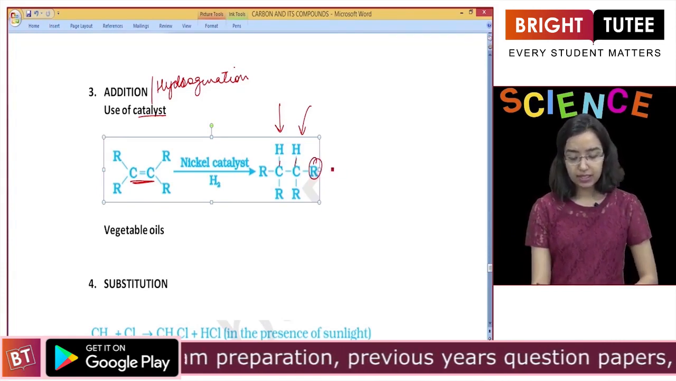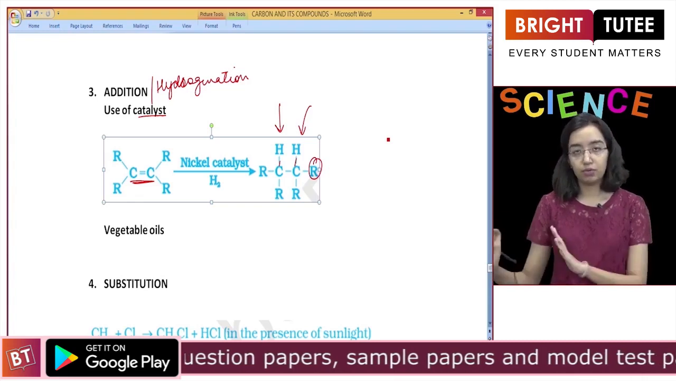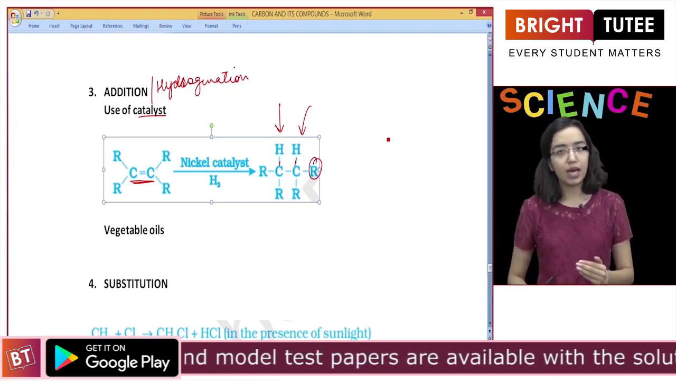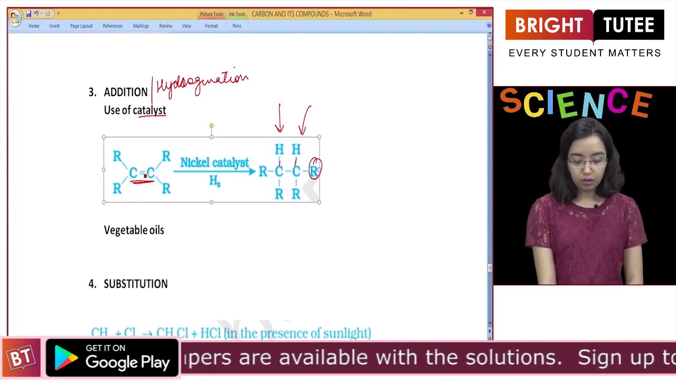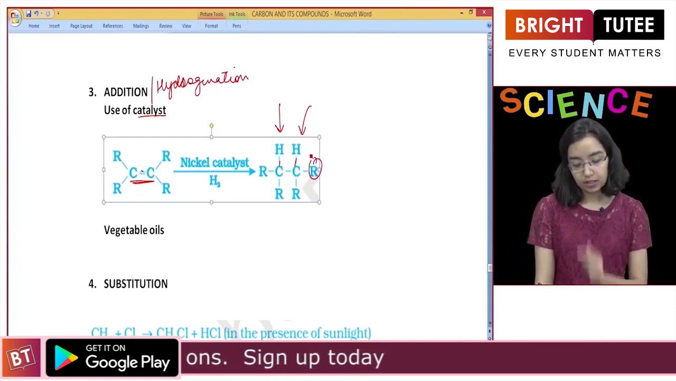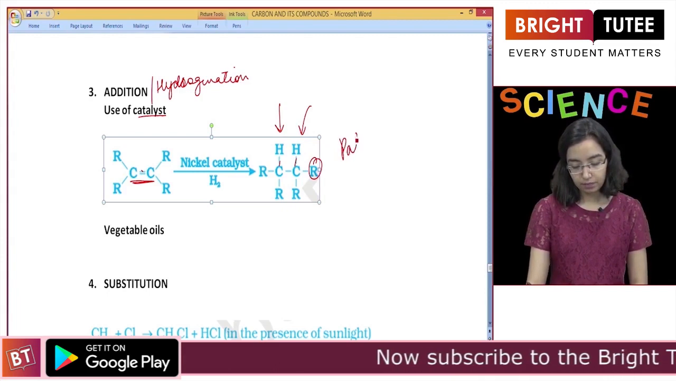The R here represents any number of series. It's like X in math. So R can represent any number of carbon atoms attached or any group attached. It can be alcohol, it can be acid, whatever. But when the double bond breaks and it lets addition of new elements on the atom, then it is called an addition reaction. It is done in the presence of nickel or palladium.